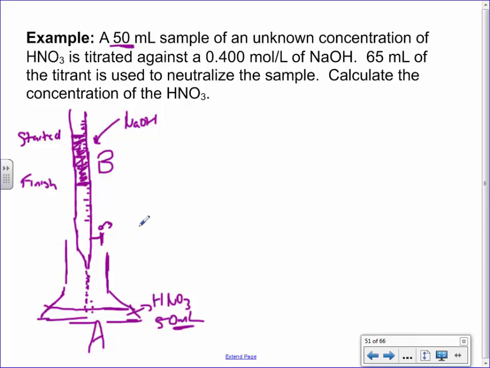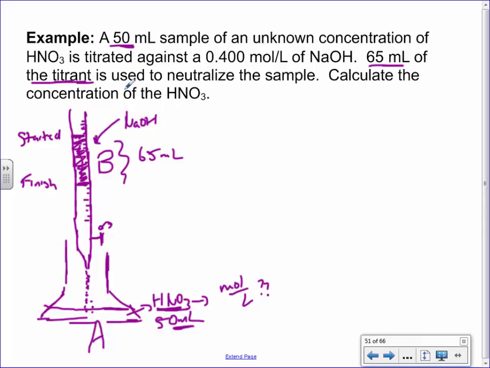Now our question is, can we calculate the concentration of this HNO3? So although we know the volume, what we don't know is the moles per liter. So we're going to try to calculate its concentration, because that's the whole point, to figure out how much actually was there. Now for the base right here, I know how much volume I used. The reason why I know is because I know where it started, I know where it finished, and the difference between those two was 65 milliliters. And I can see that up here in the top. It said 65 milliliters of titrant is used.